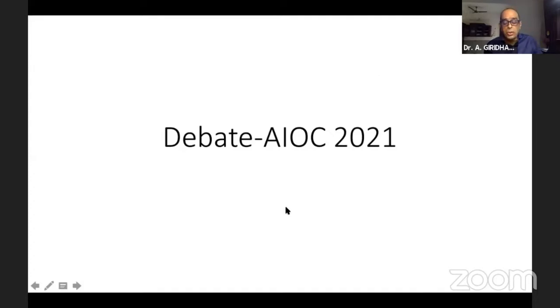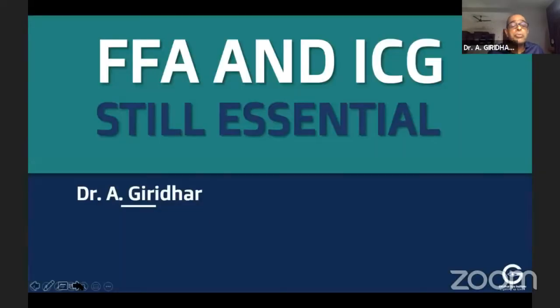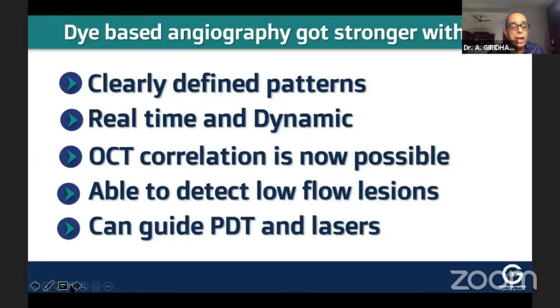Anyway, this is the first talk in this debate, and unfortunately, the very fact that Unni is finding it difficult to present itself shows, I think, that he is totally getting confused. Anyway, I am going to say that FFA and ICG are essential, basically for these reasons: it clearly defines patterns, it's real-time and dynamic, it's possible to correlate with OCT, and it can detect low-flow lesions.